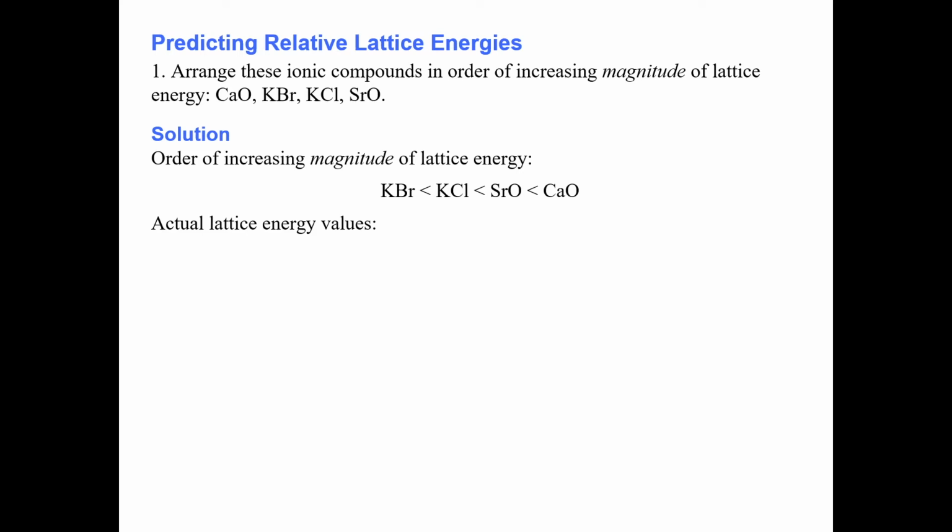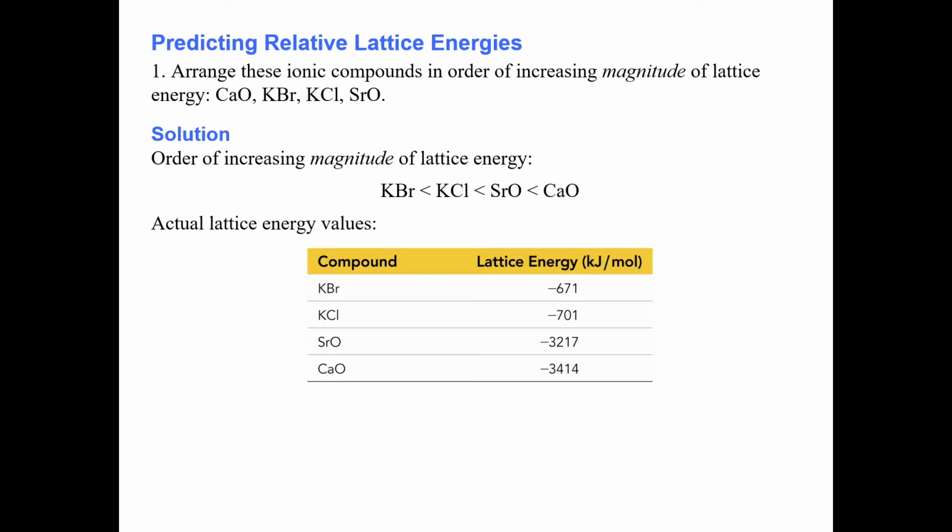Okay, so this is the order, starting with KBr. Calcium oxide would be the one that has the highest magnitude of lattice energy, or in other words, it's going to be the most negative. And here are the actual lattice energy values. In the next slide, I'll show you how to figure out this arrangement based on charge and size.